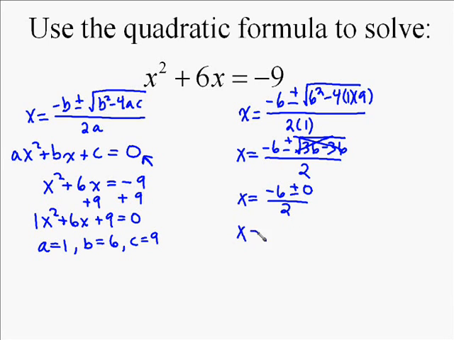Well, the plus or minus 0 goes away, so you're just left with negative 6 over 2, which equals negative 3. There is no other answer, and it's because this is a perfect square. So the answer is just x equals negative 3.